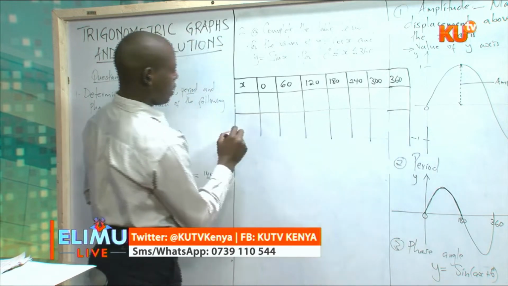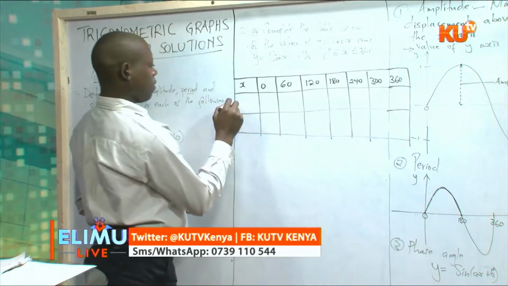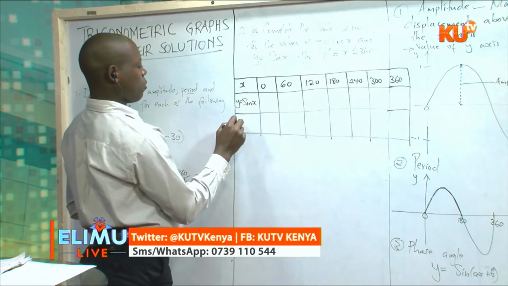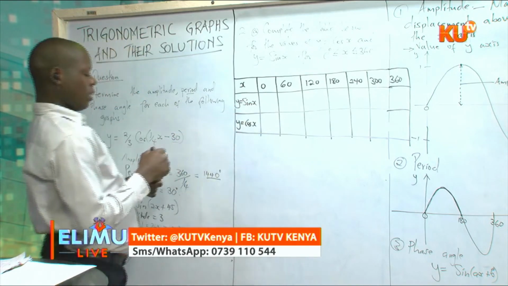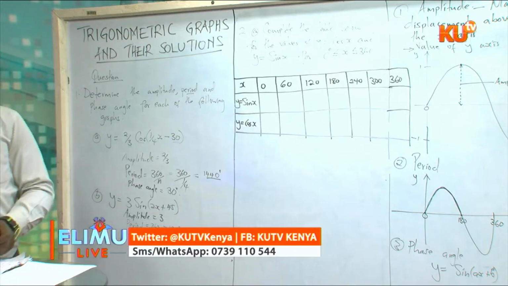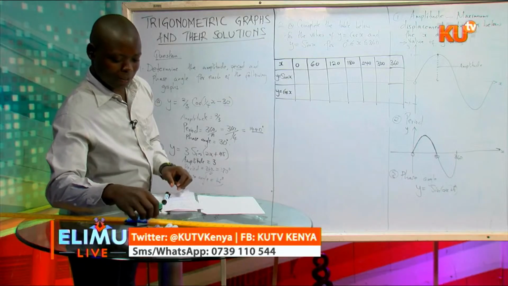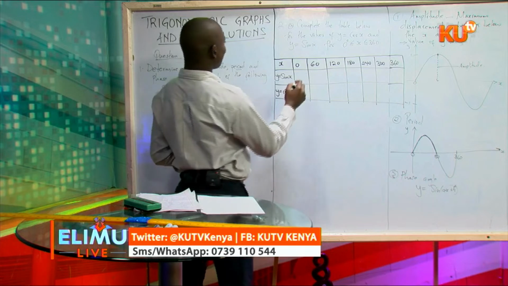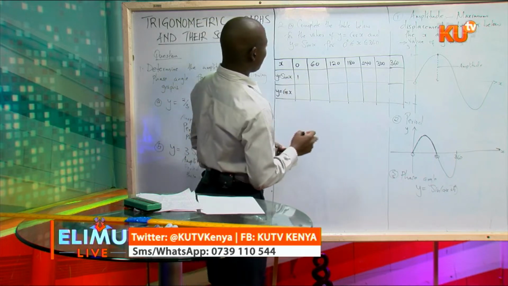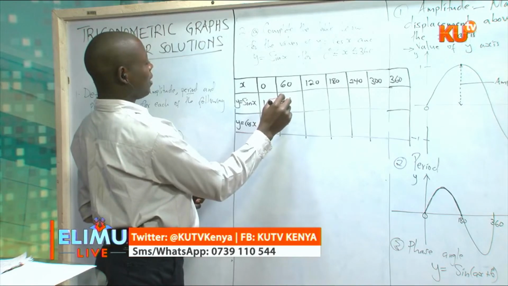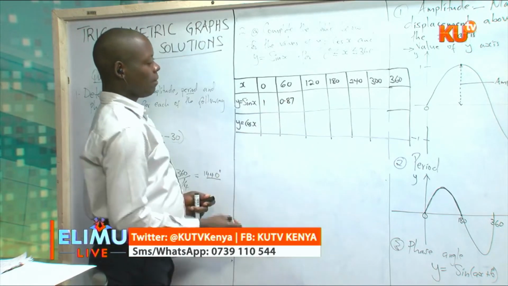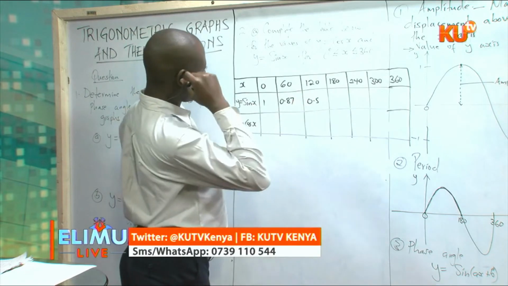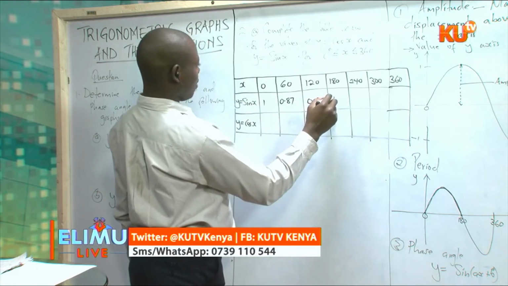And so we will replace in y is equals to sin x and y is equals to cos x. So you simply substitute in your calculators. I hope my student is ready with the calculator. Y is equals to sin x, that is 1. Sin 60, 0.86, round off, 0.87. Sin 120, 0.5. Sin 180, 0.